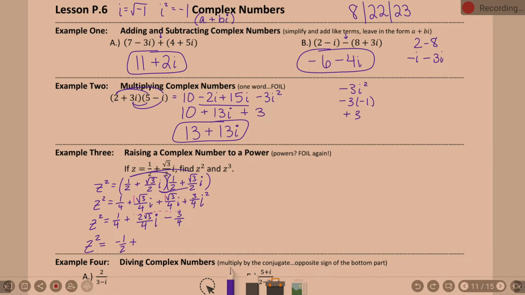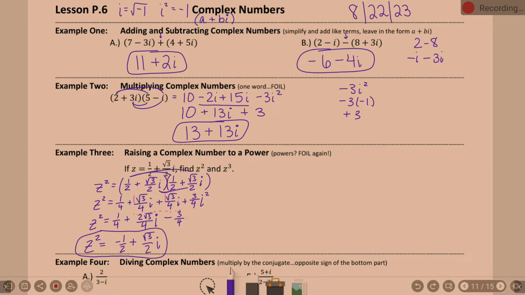Plus, what about this 2 square root of 3 over 4 times i? What do you know about 2/4? It's a half, right? So think of this as 1 square root of 3 over 2, or if you will, just square root of 3 over 2 times i. And you could say 1 square root of 3 over 2 times i if you'd want, but the 1 is unnecessary. So z squared turns out to be -1/2 plus square root of 3 over 2 times i.